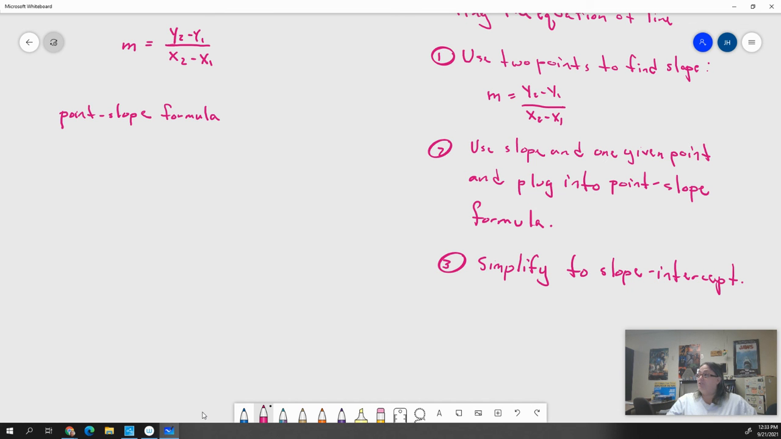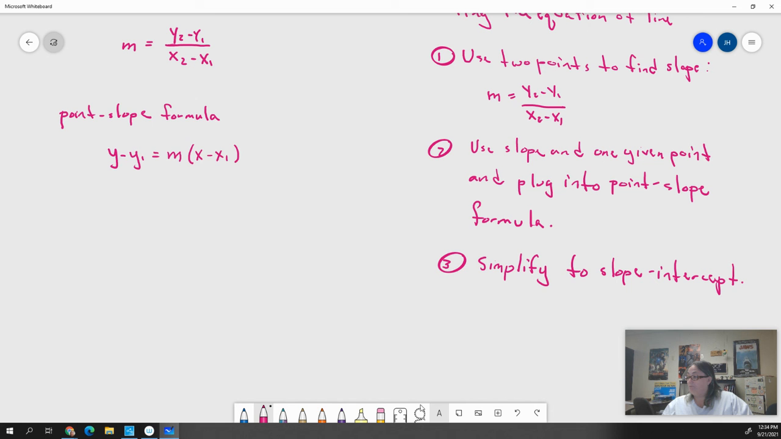Now, if you're given anything in any of these spots, you just start where you are, right? Like say you already have a slope and a point, we'll just go ahead and plug it into the point-slope formula. The point-slope formula is y minus y1 equals m times the quantity x minus x1. And we're going to show you how that works. I'm going to take you through the process given 2 points.